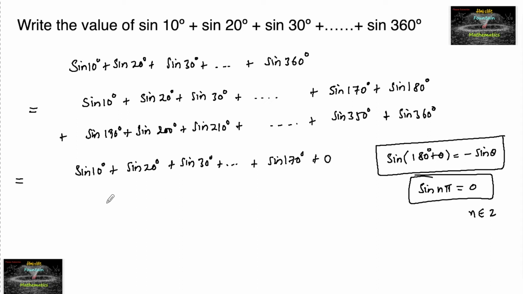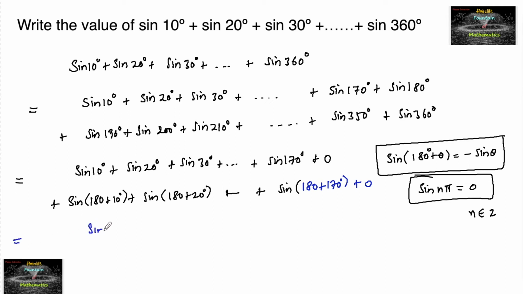So this is 0 plus sin 190, we can write it as sin of 180 plus 10 degrees, plus sin 200, we can write sin of 180 plus 20 and so on. Sin 350 we can write as sin of 180 plus 170. And again sin 360, by using sin n pi, we can write 0.